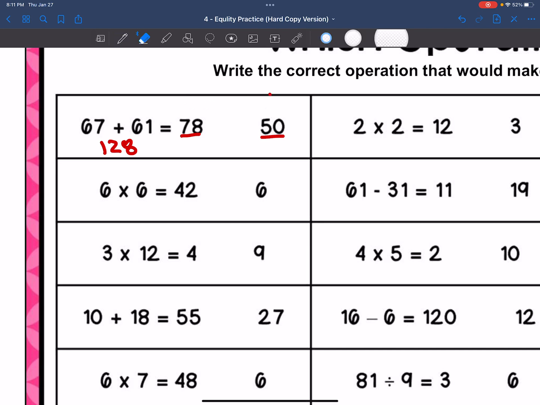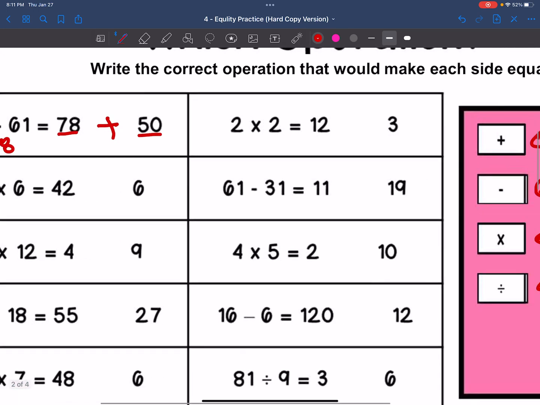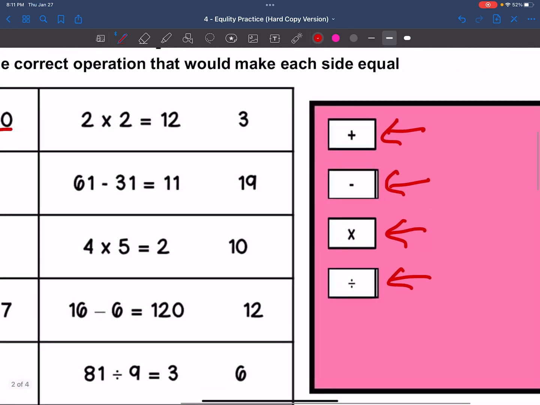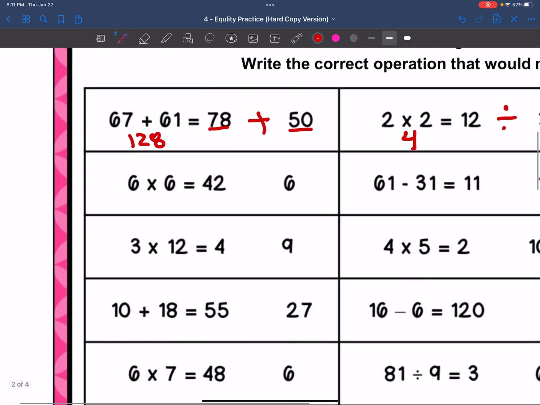Well, let's check in our calculus. Do one at a time. 78 plus 50, well, that does give me 128, so that's my answer. Then we have 2 times 2. 2 times 2 is 4. So let's check here. 12 plus 3, well, that doesn't give me 4. 12 minus 3, that doesn't give me 4. 12 times 3, that definitely doesn't give me 4. So it's got to be 12 divided by 3, and that does give me 4.